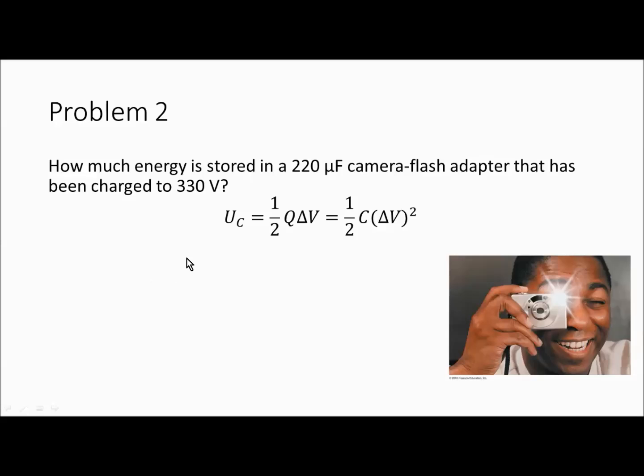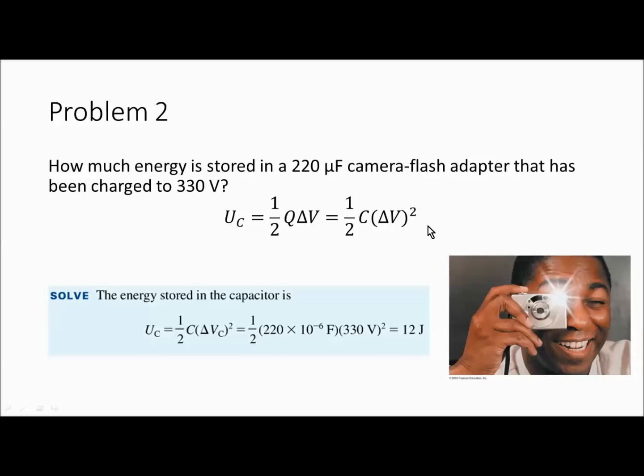So we're going to use our energy equation. Since we know capacitance and potential difference, we can just plug in our values, making sure to use 10 to the negative 6th, and we get energy of 12 volts.